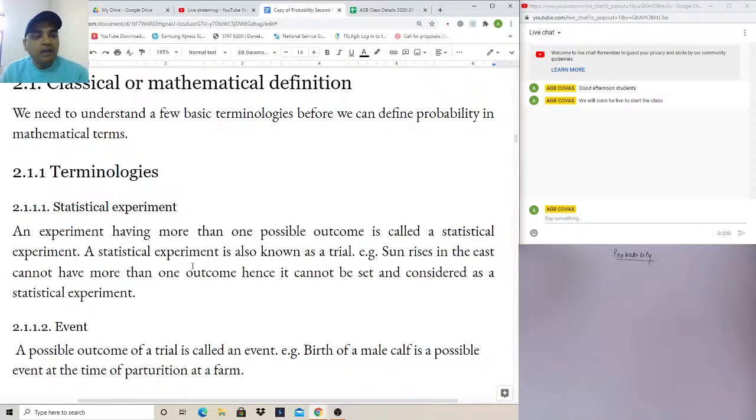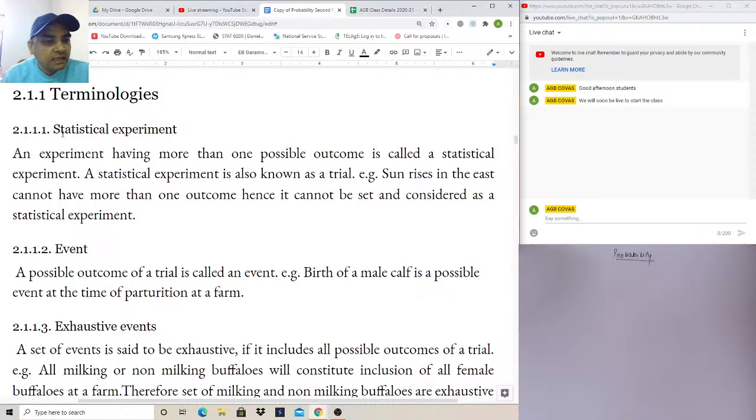Before we define the probability in terms of the classical or mathematical definition, we need to understand some basic terminologies. Once we go through those terminologies, we will be in a position to define the probability in mathematical terms. So what are those terminologies? First terminology is the statistical experiment.